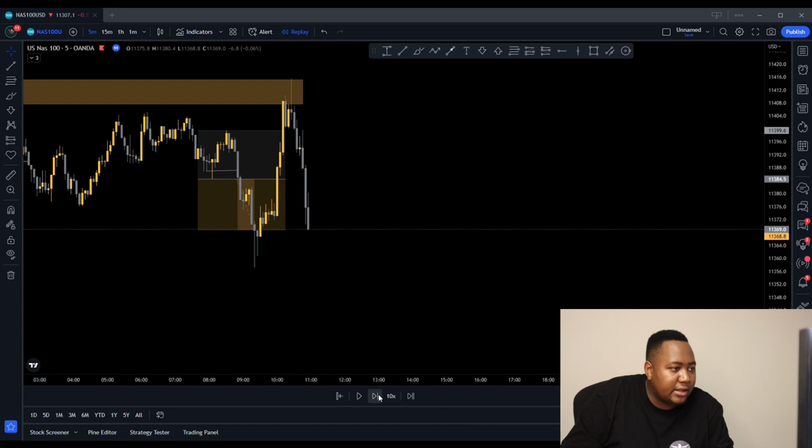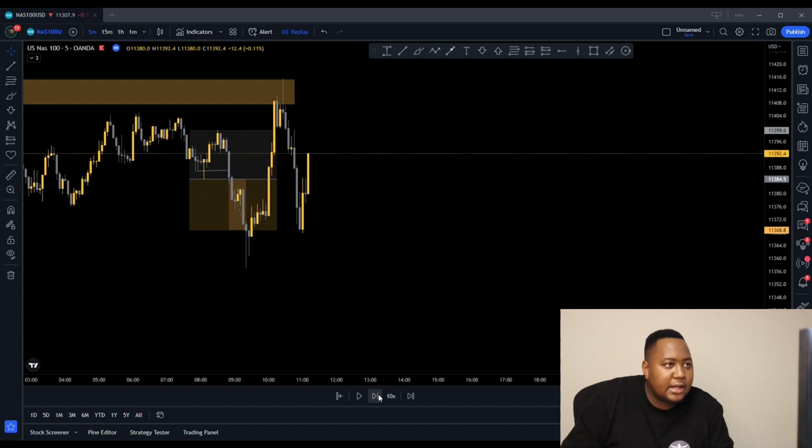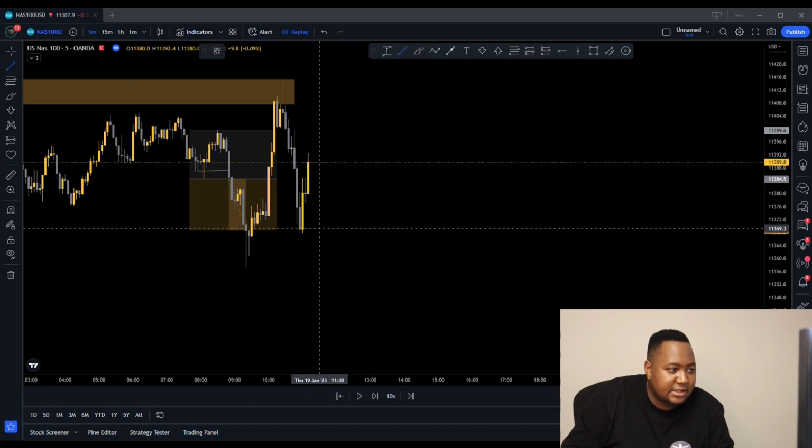So look at that impulse. We're having that impulse. Now we're starting to have a pullback. Look at that. That pullback in an impulse is not a medium pullback, it's just a small pullback.